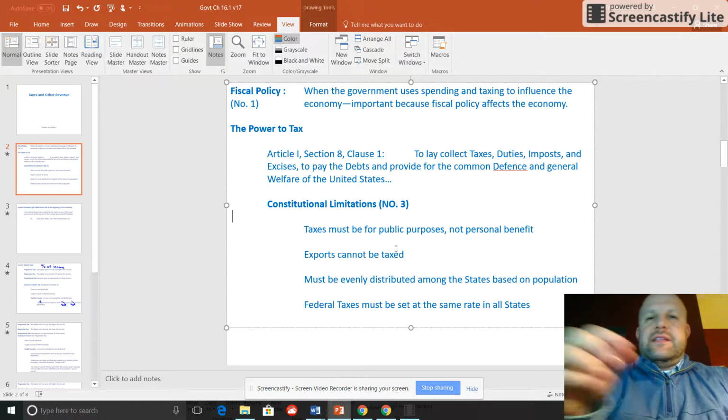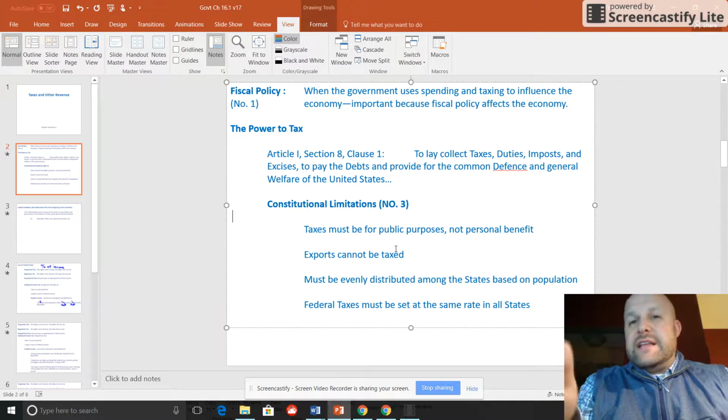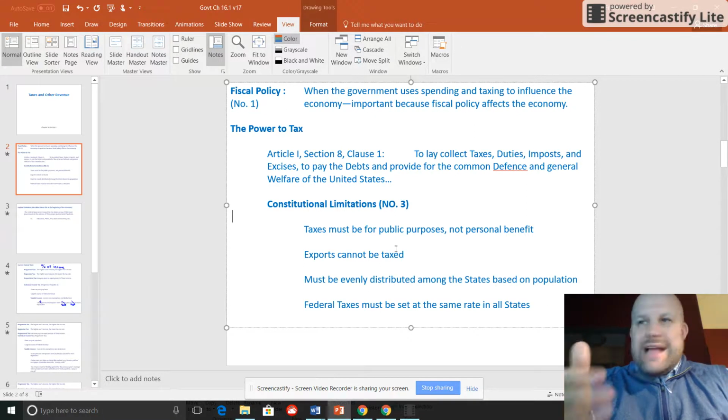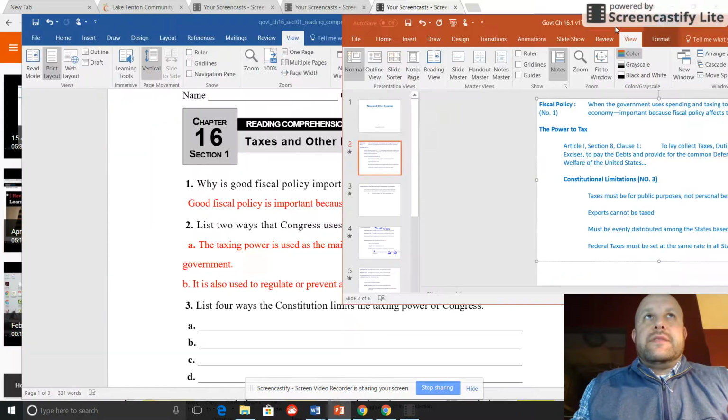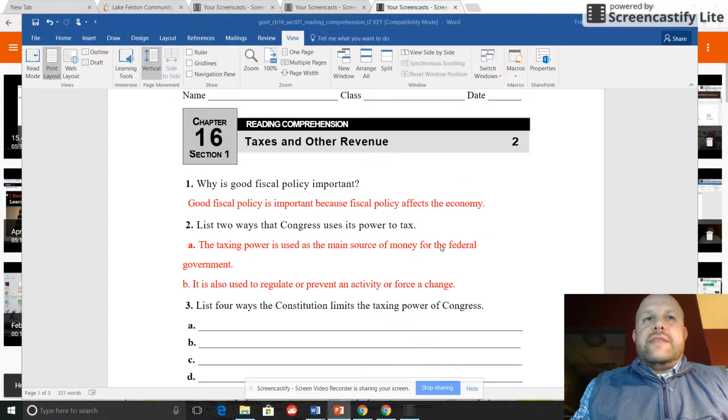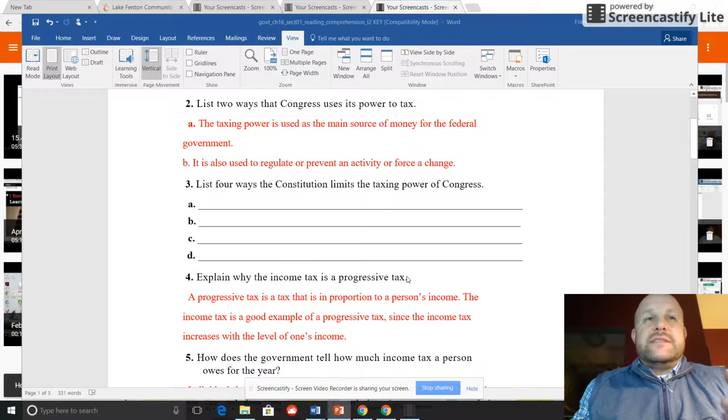Incidentally, as you're getting these down on your 16.1 note sheet, if I'm going too fast, you've got the stop button. Since I'm switching back and forth between screens, remember you can stop the video and say I need to stop at this point and get something down. That's fine too. Okay, so those are the four ways the Constitution limits the taxing power.